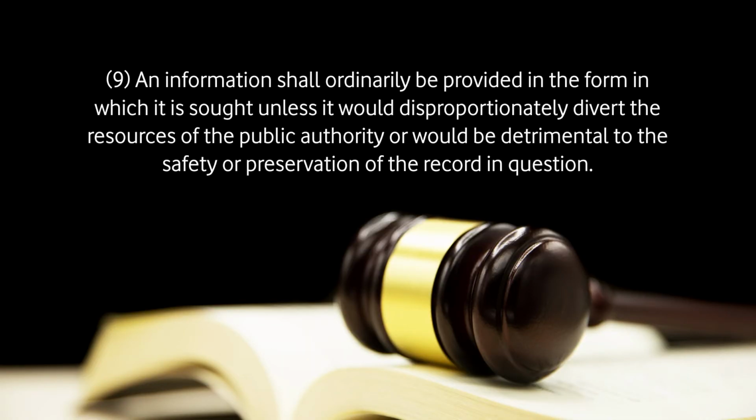So, you have to mention with rejection, you have to tell him what are the reasons for such rejection, what is the period under which you can file an appeal against that rejection, and the particulars of the appellate authority. And information shall ordinarily be provided in the form in which it is sought, unless it would disproportionately divert the resources of the public authority or would be detrimental to the safety or preservation of the record in question.